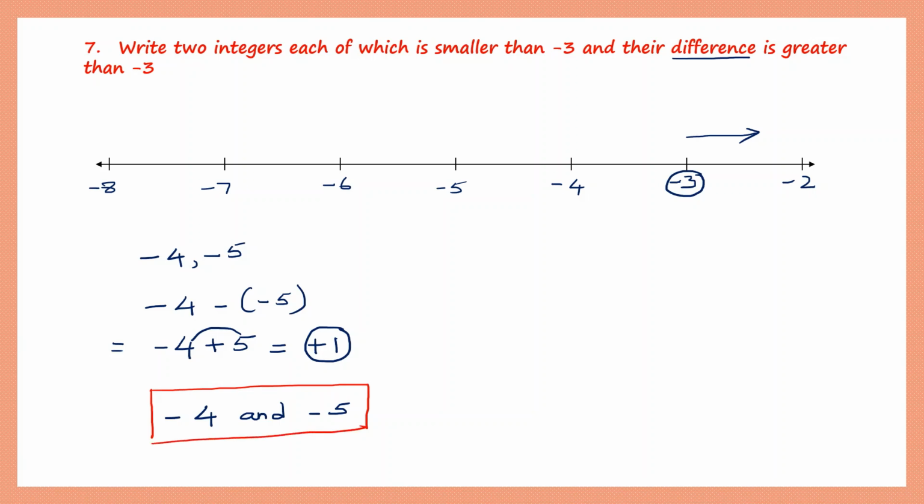Here also we have taken only minus 5 and minus 4. You can take any other pair. Any integer to the left of minus 3 is smaller than minus 3. So you can take any other pair and do the same thing. We have taken the immediate two numbers. You can take any other pair and work it out like this.